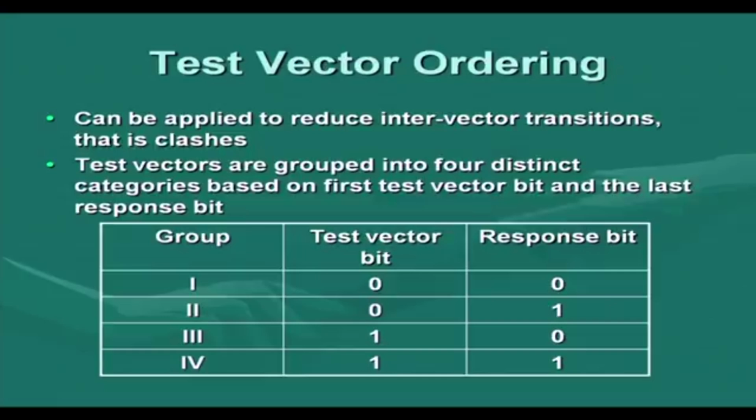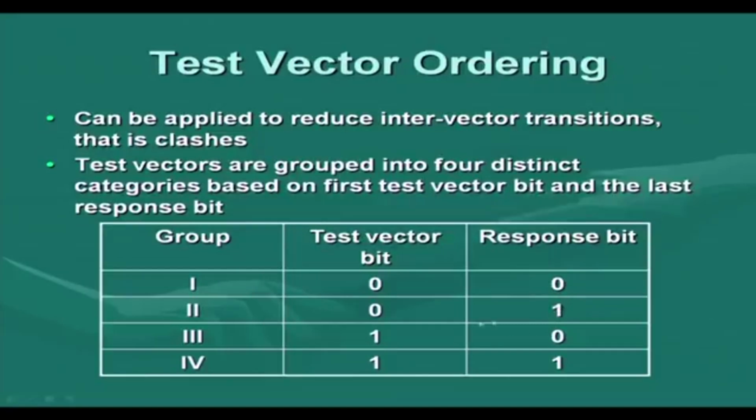and group 3. Two successive group 2 patterns will generate a clash. Similarly, two successive group 3 patterns will also generate a clash. However, there is a catch here. If you can alternate between group 2 and group 3, the first pattern we apply is from group 2, the next pattern we apply is from group 3. So, there is no clash.